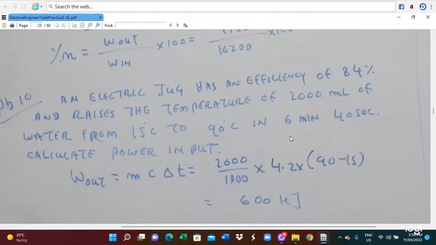The next problem is an electric jug that has an efficiency of 84% and raises the temperature of 2000 milliliters of water from 50 degrees centigrade to 90 degrees centigrade in 6 minutes 40 seconds. We have to calculate the power input.